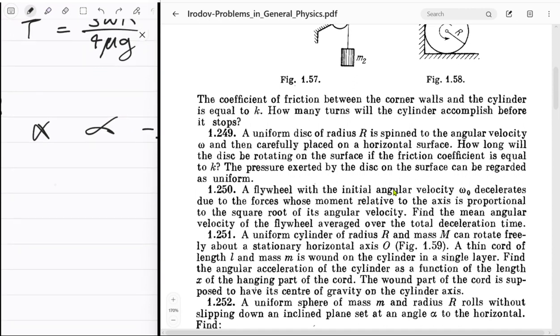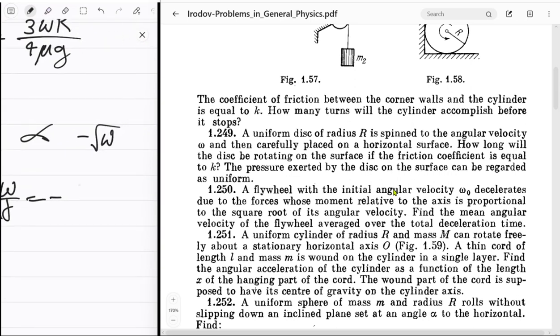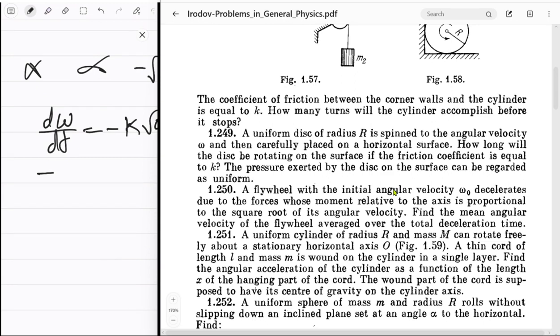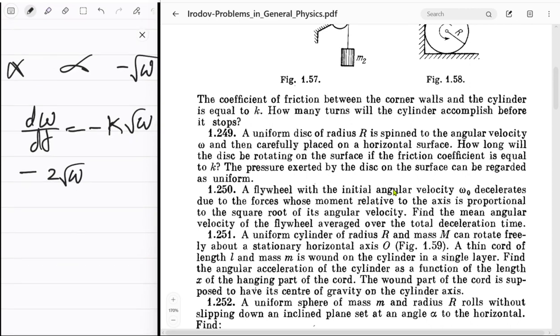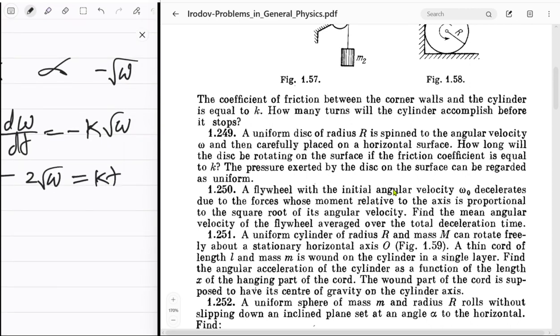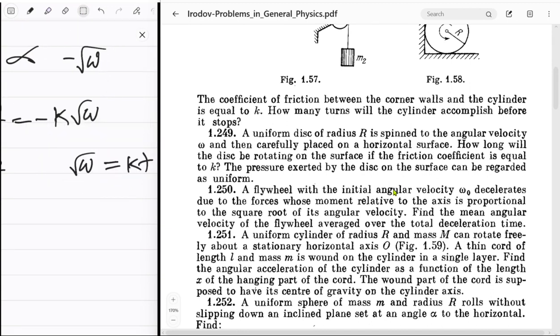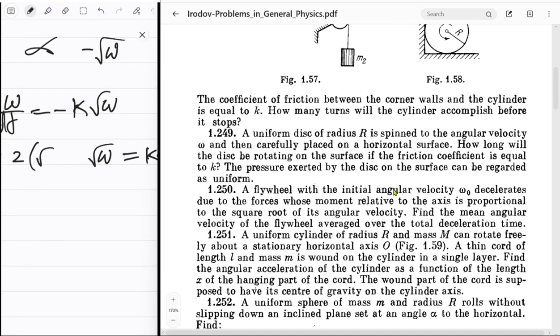So d omega upon dt is just equal to negative k square root of omega. Just use the thing and then negative d omega upon square root of omega. Integrating, negative 1 upon 2 increased to 1 upon 2, you got 2 square root of omega, just equal to k times t. All right. It's actually going from something to something, so we should say it's square root of omega naught minus this. All right, cool.